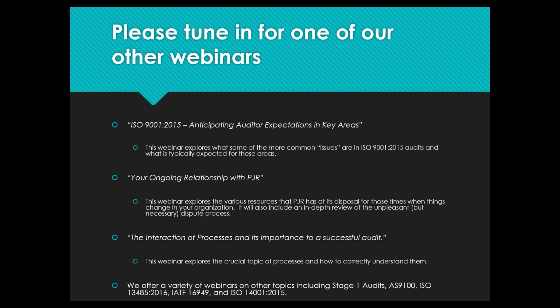I'd like to invite you to tune in for one of our other webinars. We do have a supplemental presentation to this one that you've just finished. It's called ISO 9001 2015, Anticipating Auditor Expectations in Key Areas. It's an unpacking of some of the more common issues that come up in audits and what our expectations are. I've already talked about our interaction of processes and its importance to a successful audit presentation.